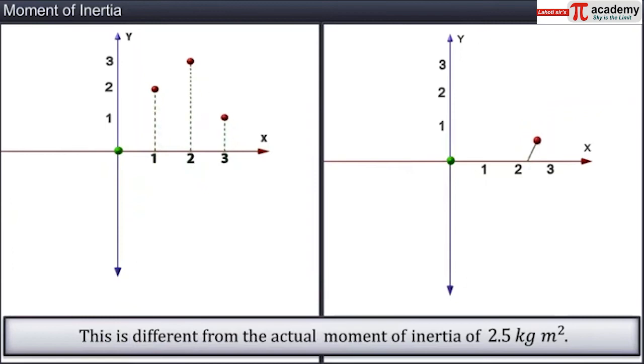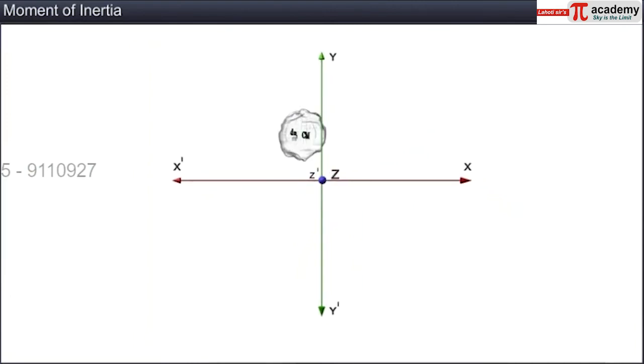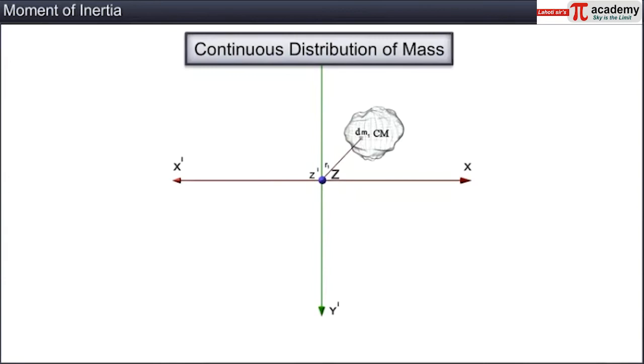This is different from the actual moment of inertia of 2.5 kilogram meter squared. Hence, we see that the moment of inertia cannot be calculated by considering the center of mass. If the distribution of mass is continuous, then the moment of inertia is expressed as I is equal to integral of r squared dm.